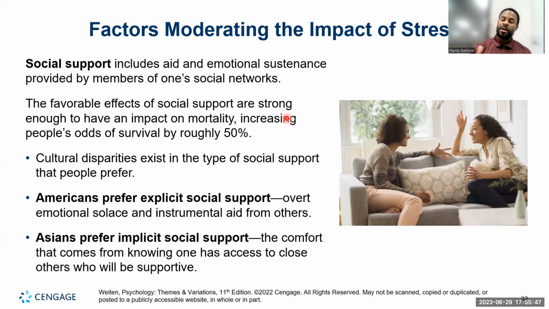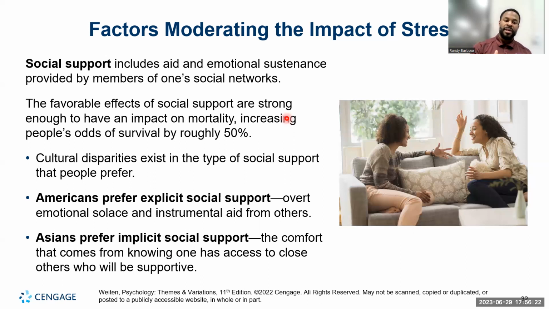Okay. When we talk about social support, there are some cultural differences in how we identify social support, right? Americans prefer what we call explicit social support, right? Those are overt emotional solace, instrumental aid from others, right? If I'm struggling to pay my bills, I need somebody to help me with a check, or if I'm really, really down and really, really sad, I need somebody to come console me, tell me that everything's going to be all right, sit with me, talk to me, talk me through.